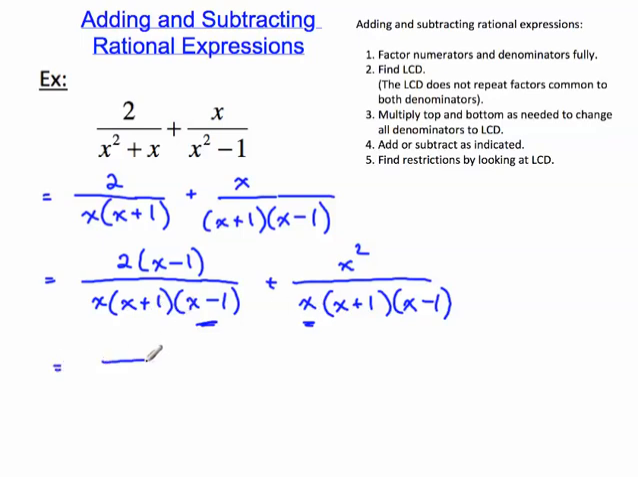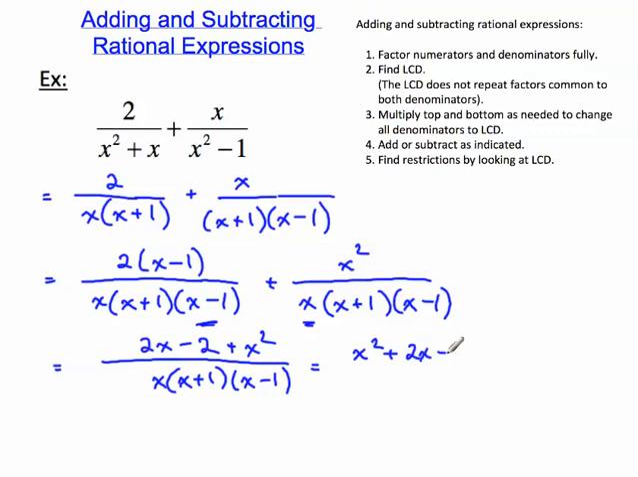We can write everything over our one common denominator. x times x plus 1 times x minus 1. And we're going to multiply out and combine all of these. Well, 2 times x minus 1 becomes 2x minus 2, and we've got plus x squared. If we wanted to rewrite that in the form that we're used to with descending powers of x, we would write x squared plus 2x minus 2 over x times x plus 1 times x minus 1.